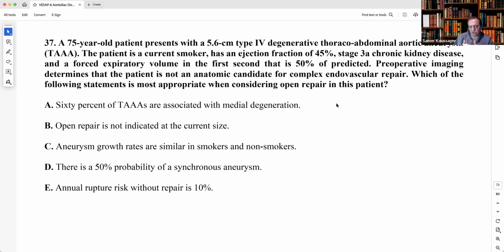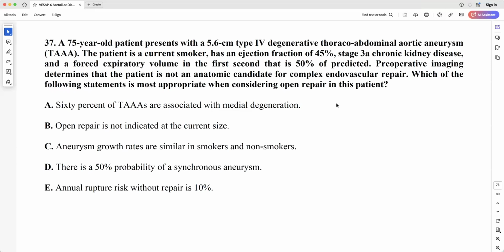So at this time, you look at the patient. Like this patient, the aneurysm is borderline, but look at that. He has a bad heart, bad lung, and bad kidney. The best way would be endovascular, but he's not good for endovascular. So what do you do? Open is also very high risk.